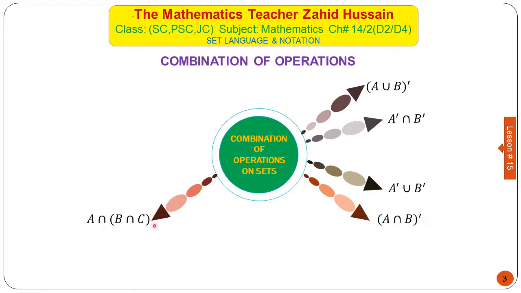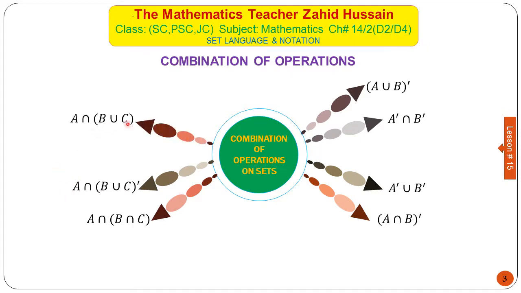Now in this, three sets are involved and there are two operations, A intersection B intersection C. First we will find B intersection C, and then we will find its intersection with A. Now there are three operations, intersection, union and complement. So first we will find B union C, then we will find the complement of B union C, and then we will find intersection with A.